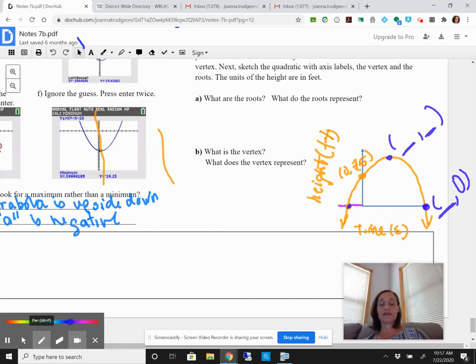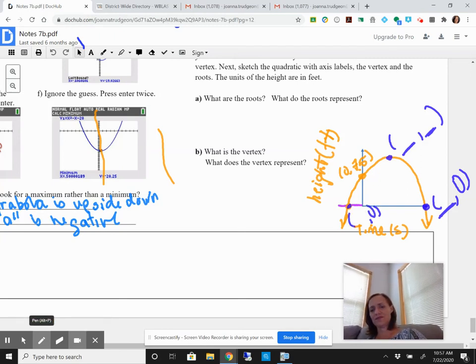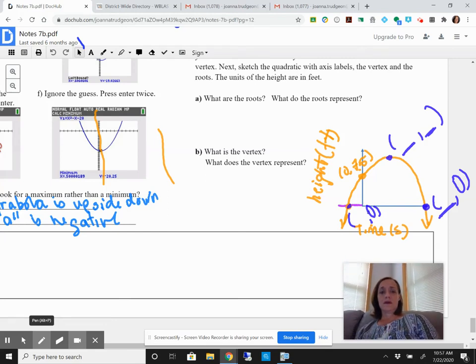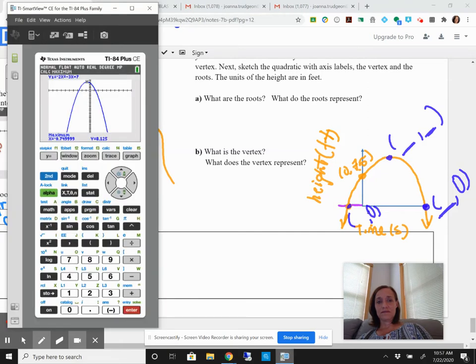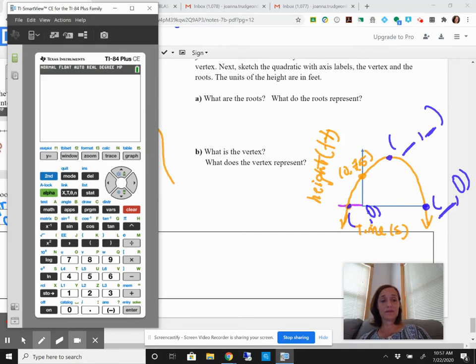It asks here then, what are the roots? So that's when the ball is going to be landing, as well as this root over here on the left, which doesn't really mean a whole lot. And then it's going to ask, what is the vertex? So let's go ahead and get our calculator, and we are going to type this guy. We also could do this problem algebraically, but we're doing it with our calculator today because that's what this lesson's about. So I'm going to put negative 16x squared.